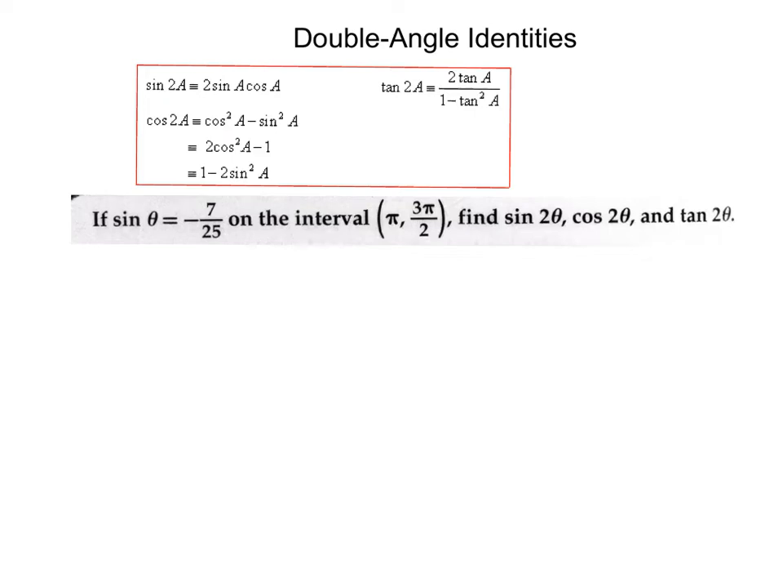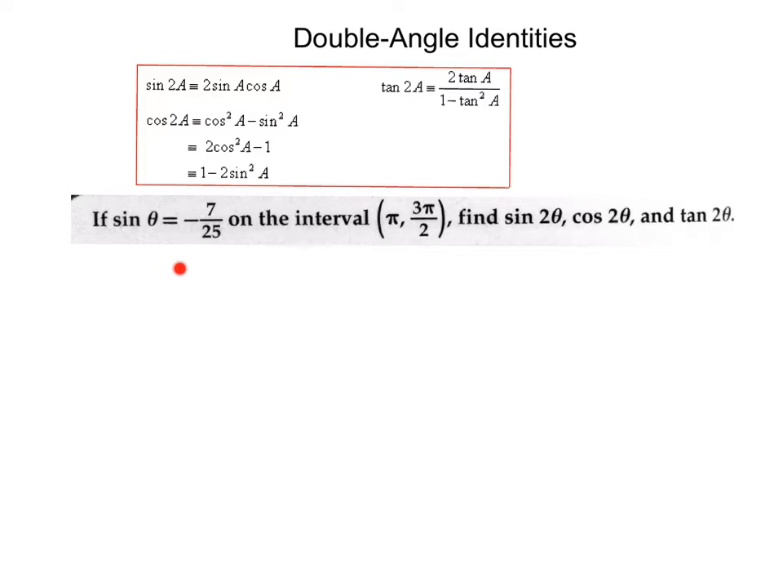We've been having so much fun. Get ready to double that fun with double angle identities. Double angle identities are just the trig function twice of an angle, right? Sine 2a, cosine 2a, tangent 2a. You can read the identities that follow. Let's see how these can be applied.